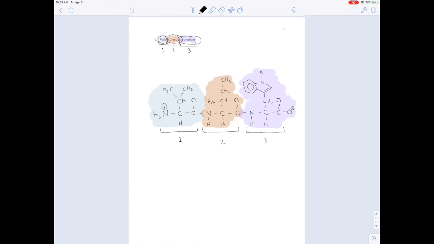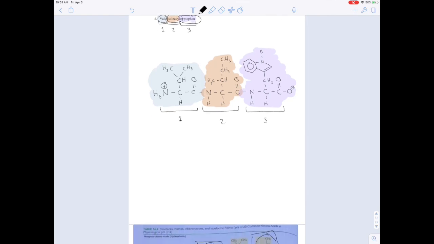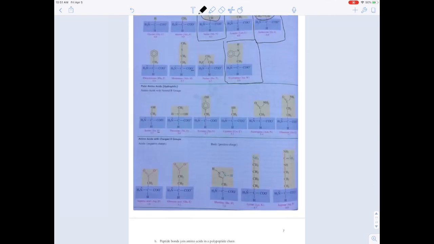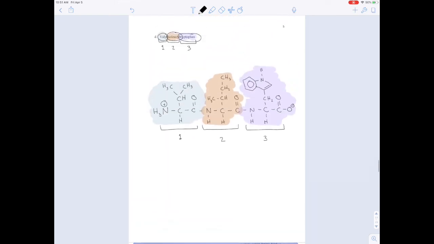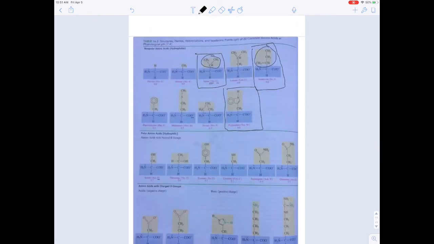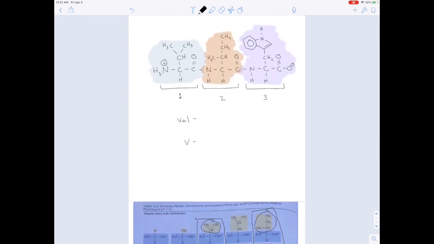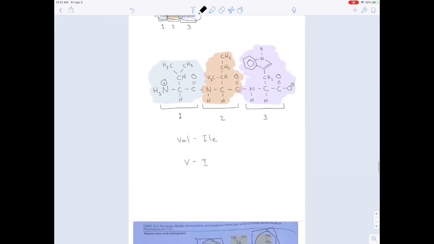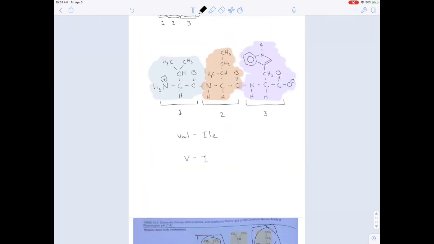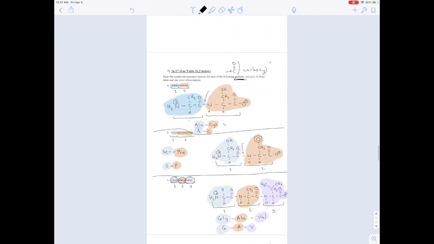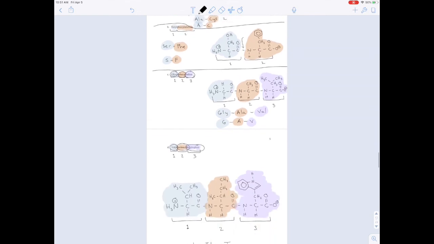Now the question is also asking for the 3-letter abbreviations and the 1-letter abbreviations. And so we'll write those underneath here. For valine, that will be VAL and V. For isoleucine, that will be ILE and I. And for tryptophan, that will be TRP and W. And those are the condensed structural formulas for those peptides.